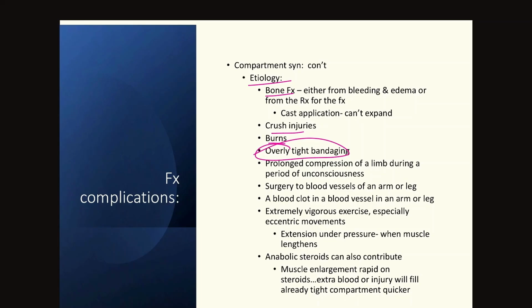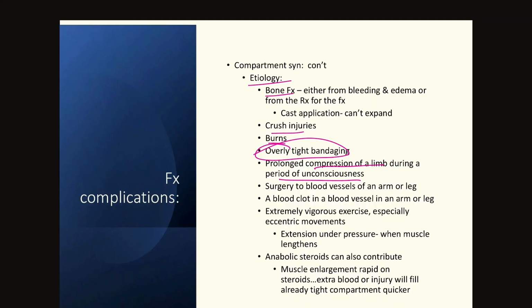Okay. When you wrap, you have to do it certain ways in your hands, in certain positions so that you have flexibility. And if you do it too tight, then you can cause compartment syndrome because you can't have any expansion of the tissue. You can actually cause that by wrapping too tight. Compression of a limb during a period of unconsciousness.